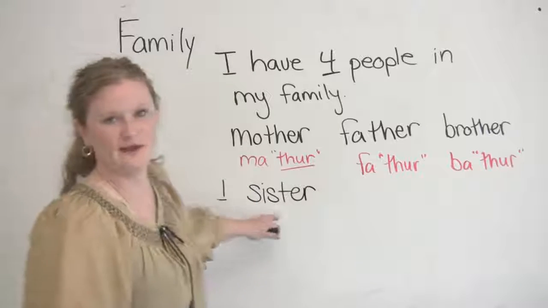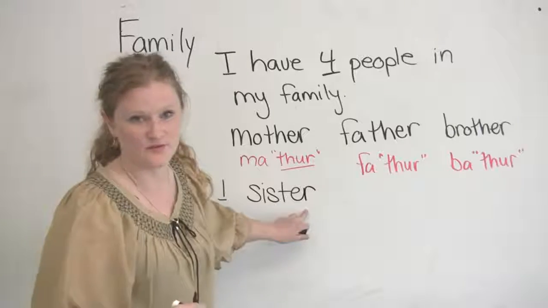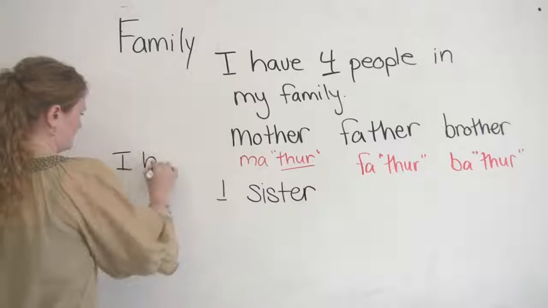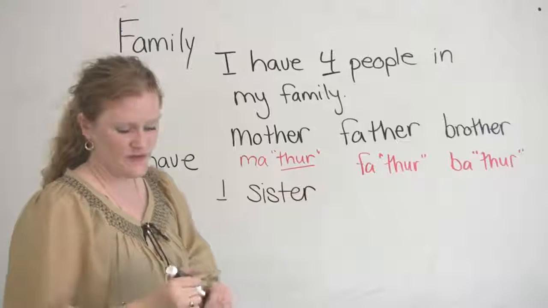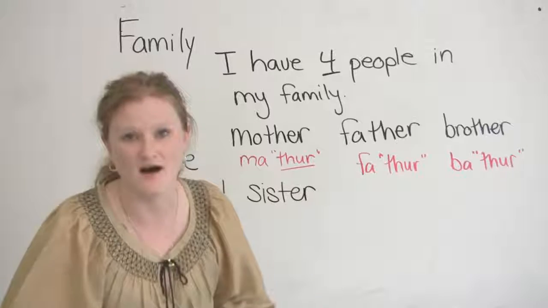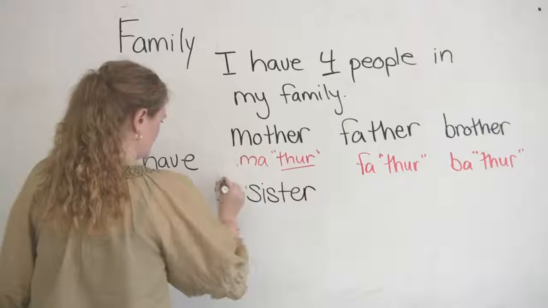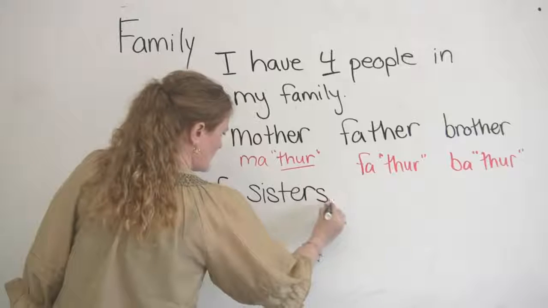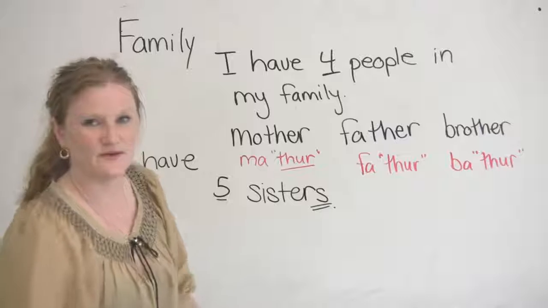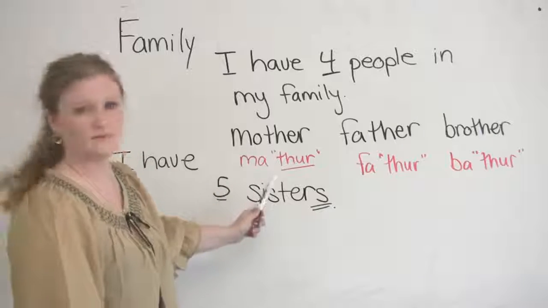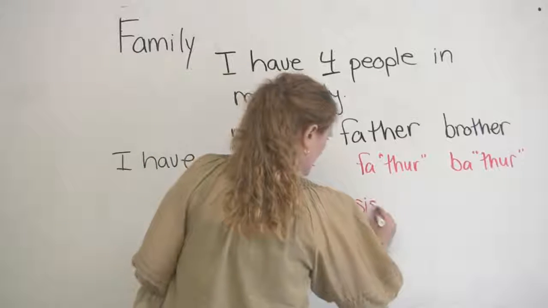with our countable nouns. If you have only 1, you're going to say, I have 1 sister. If you have more than 1 sister, let's say you have 5 sisters, you must put an S. So if I change this to 5, I must say I have 5 sisters. The pronunciation for sisters, as you can probably tell by the spelling, is different. Pronunciation is sister.